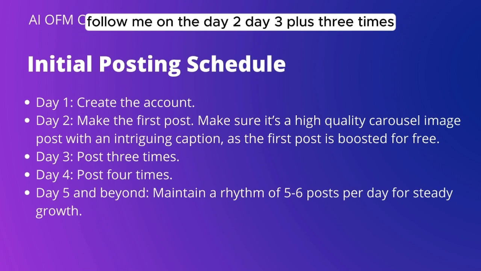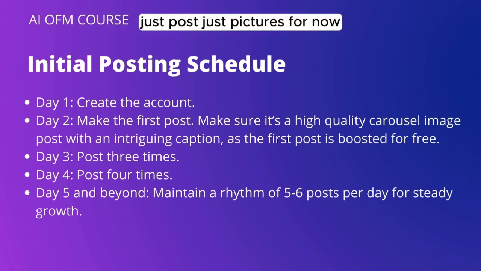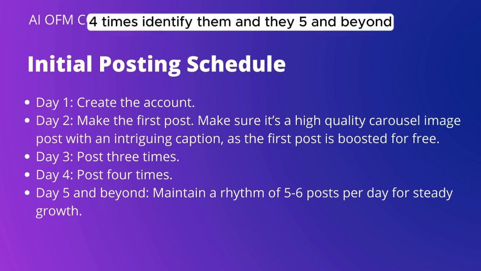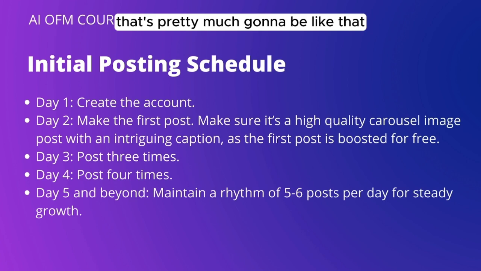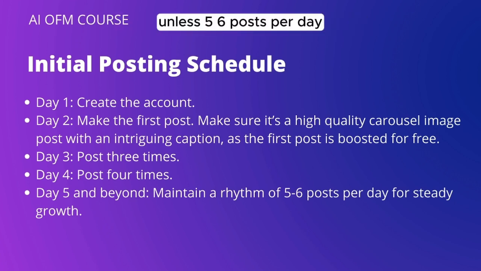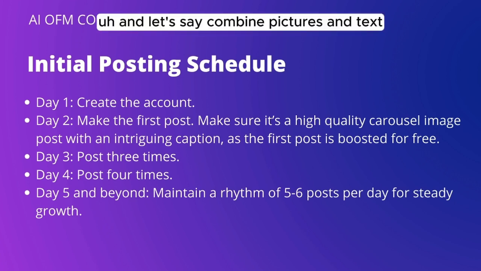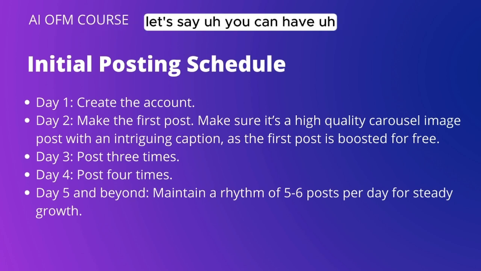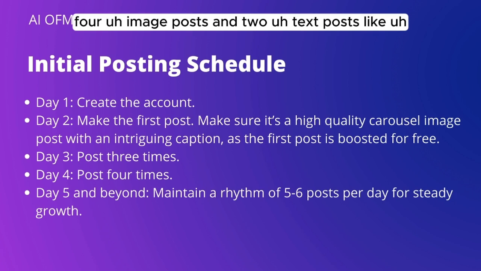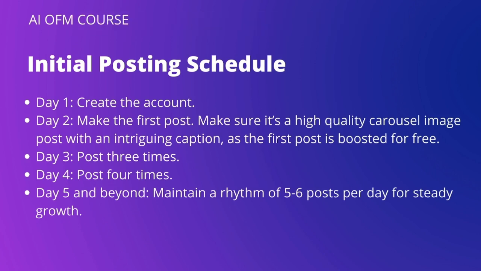Day 3, post 3 times, and you can start mixing text and pictures. Meaning one post can be text. If you're not sure, just post pictures for now. That's okay. Day 4, and day 5 and beyond, that's pretty much gonna be like that, more or less. 5, 6 posts per day, and let's say combine pictures and text. For example, you can have 4 image posts and 2 text posts, just a caption, something like that.